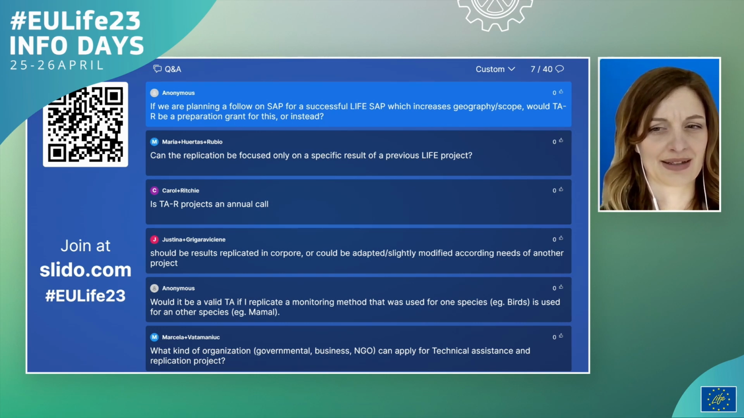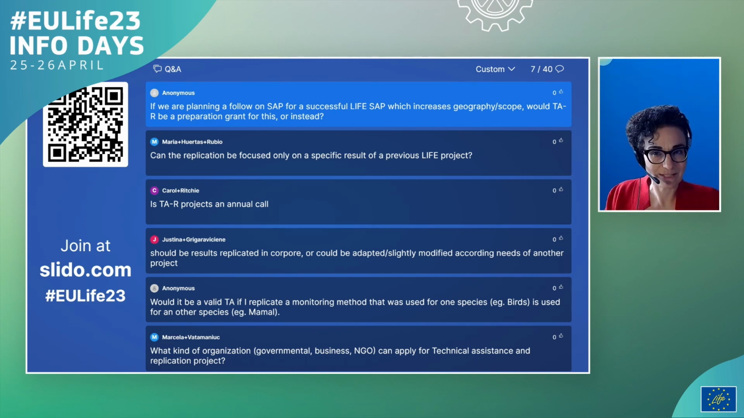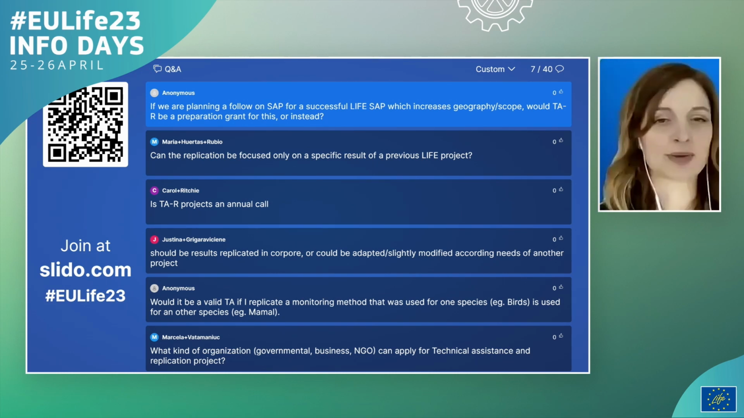I read it again. I think possibly yes, but if we're planning a follow-on SAP for a successful LIFE SAP, which increases geography scope, would TAR be a preparation grant for this or instead? Anna? I mean, it could be. It really depends on how they present it and how they pack it in the application form.